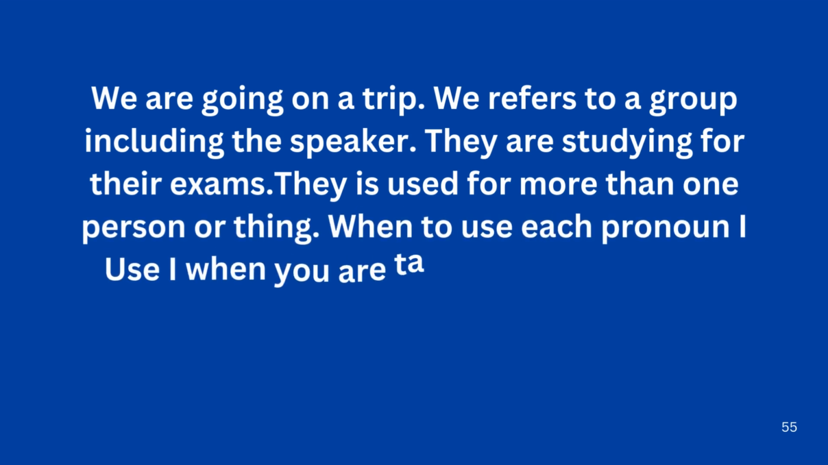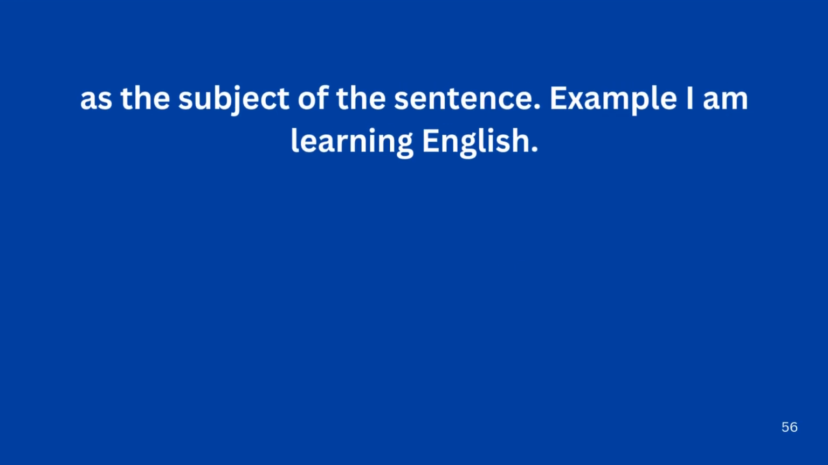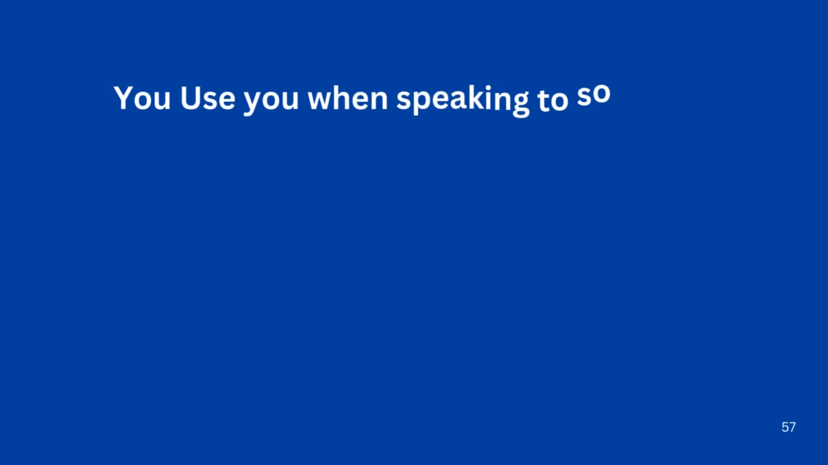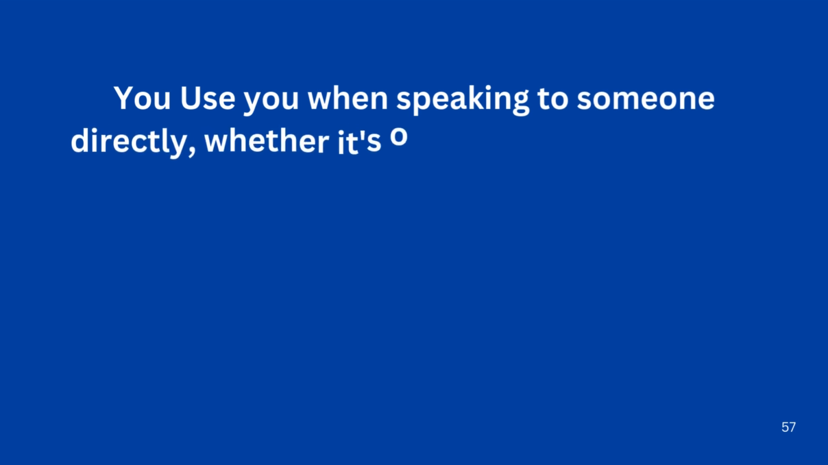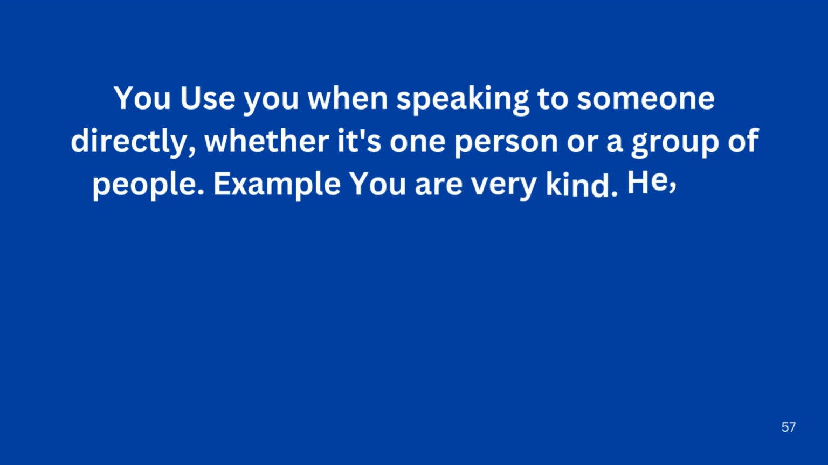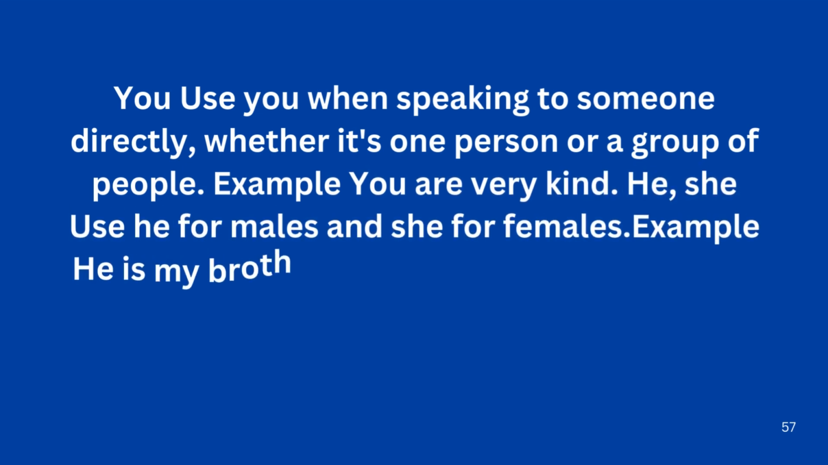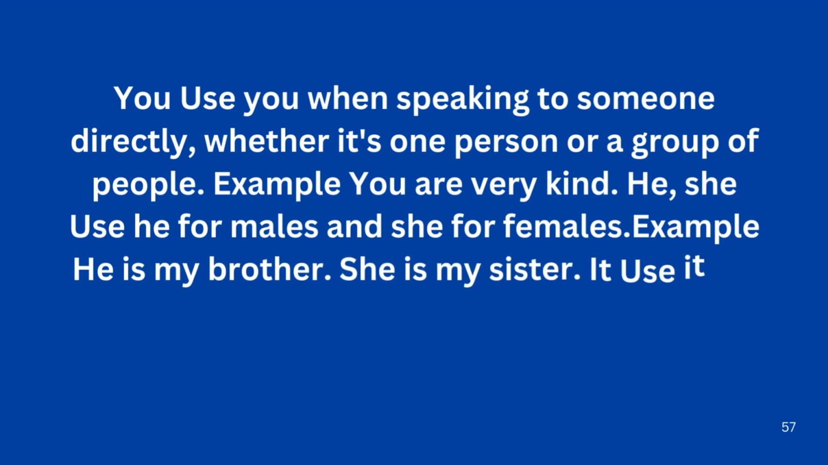When to use each pronoun: I. Use I when you are talking about yourself as the subject of the sentence. Example: I am learning English. You. Use you when speaking to someone directly, whether it's one person or a group of people. Example: You are very kind. He, she. Use he for males and she for females. Example: He is my brother.